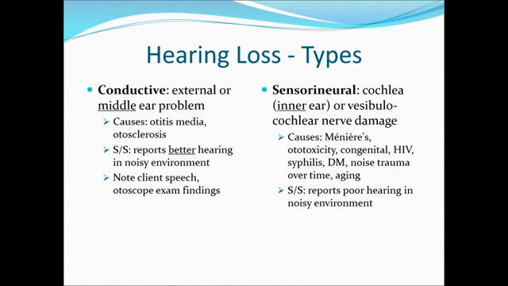With sensorineural hearing loss, the issue is with the cochlea or damage to the vestibulocochlear nerve. Okay, so it's inner ear. Causes of this: Meniere's disease, which we're going to talk about in a little bit, ototoxicity, it could be a congenital problem, long-term diabetes, and noise trauma over time. This is the most common that you're going to see, and these people will report poor hearing in a noisy environment.